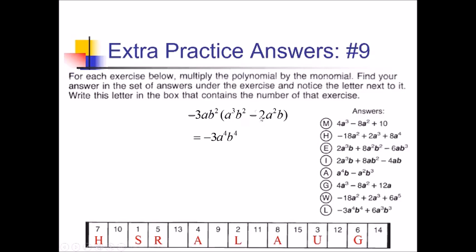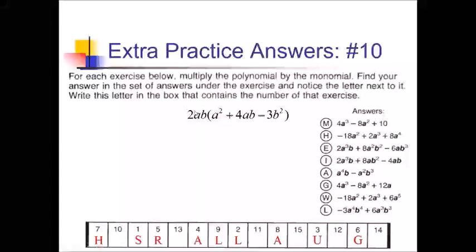Next, moving on to the next term here, negative 3 times negative 2, that's positive 6. A times a squared is a cubed. And b squared times the b to the 1st, 2 plus 1 gives us b to the 3rd. So looking for that in my answer choices, I think that's going to be L going into the 9 box. So we got 2 L's in a row there.